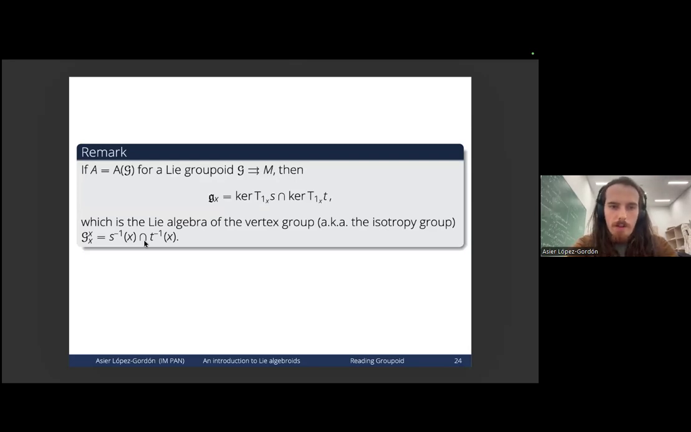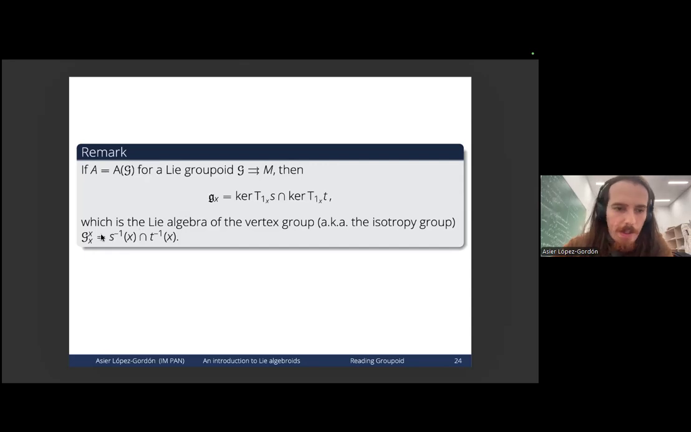In the case of the Lie algebroid of a Lie groupoid, we can express the isotropy algebra like this because, recall that the fiber of the algebroid at x is the kernel of the tangent of the target at the identity, and the anchor map is the tangent of the source at the identity, so its kernel. So it's clear that we have this intersection of kernels.